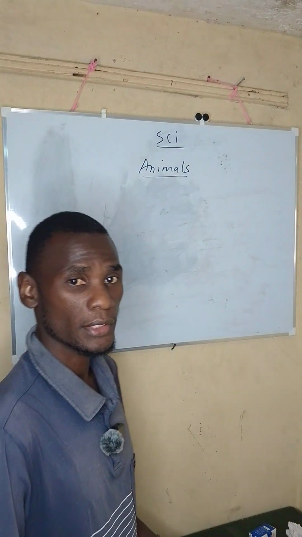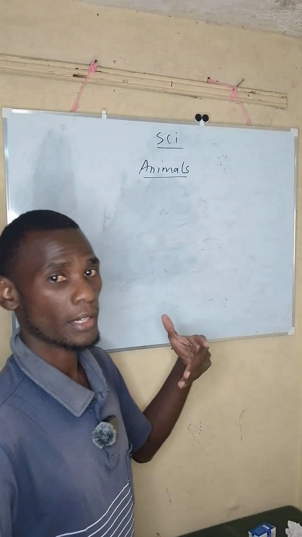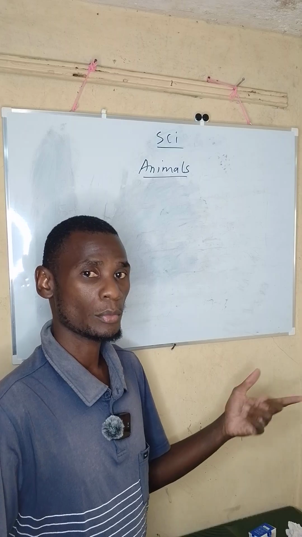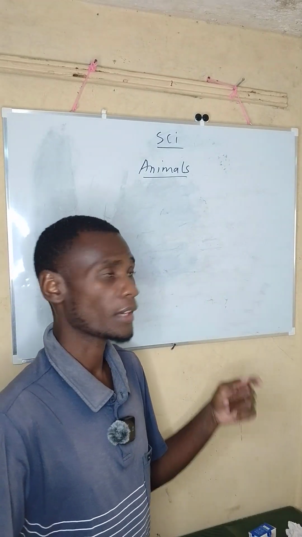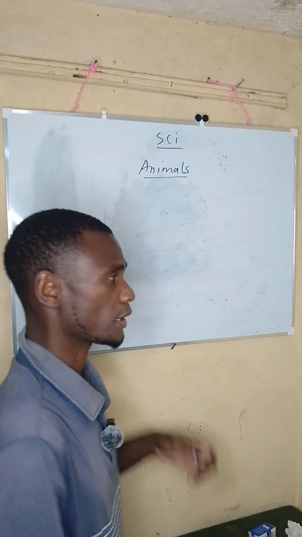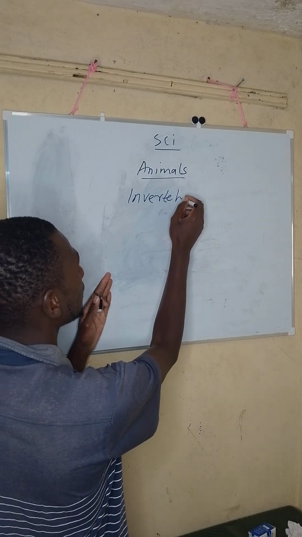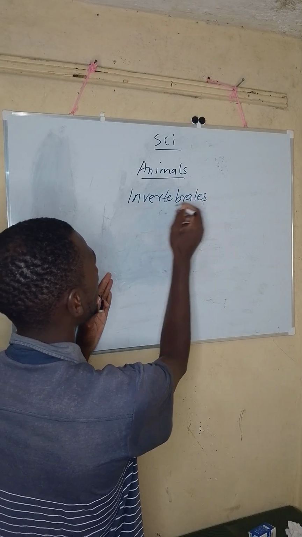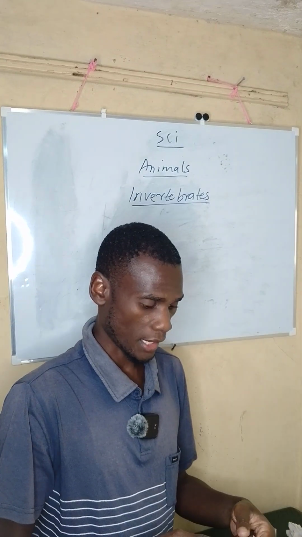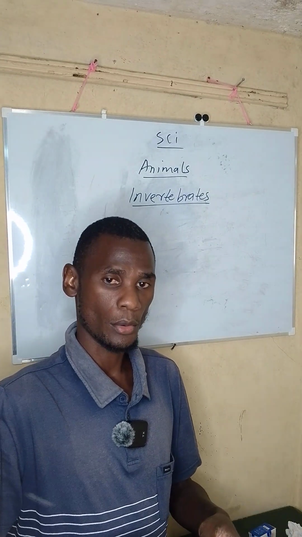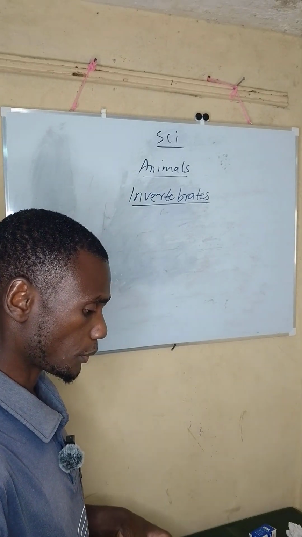Now the same animals in Grade 6 is now covering the other group of animals that we did not discuss in Grade 5, and that is invertebrates. So in this grade, we are talking about invertebrates. By definition, invertebrates are animals without backbones.